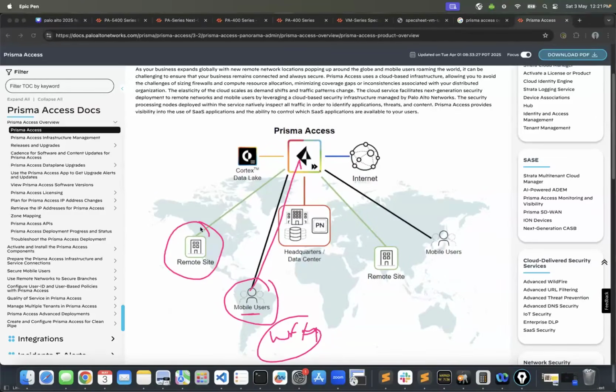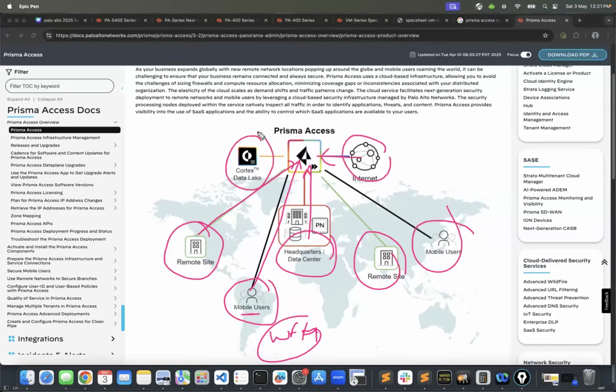Offices will also connect to the Prisma Cloud. You have a data center, headquarter; this will also go to the Prisma Cloud. Remote site, mobile user, internet connectivity will also come from the Prisma Cloud. Your log system, CDL, we call it CDL, everything. So in short, it is a hub and spoke model, as you may know from before. When you design a Prisma Access, everything will connect to the cloud called Prisma Cloud.